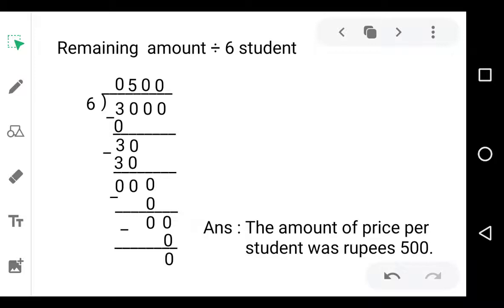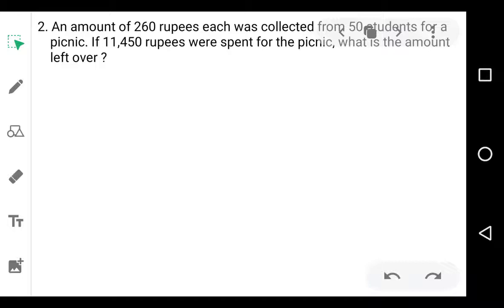Now let's come to the next question. Question number 2. An amount of 260 rupees each was collected from 50 students for a picnic. If 11,450 rupees were spent for the picnic, what is the amount left over? Here, what information is given?